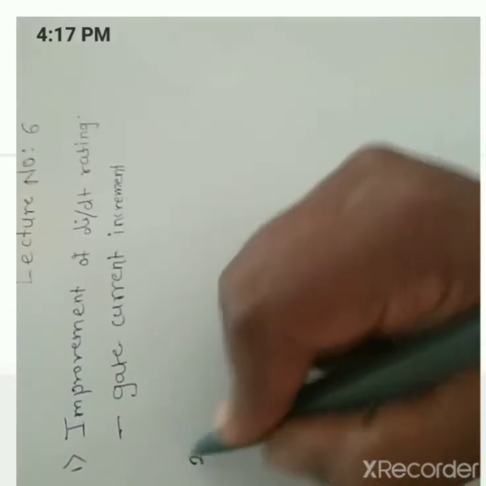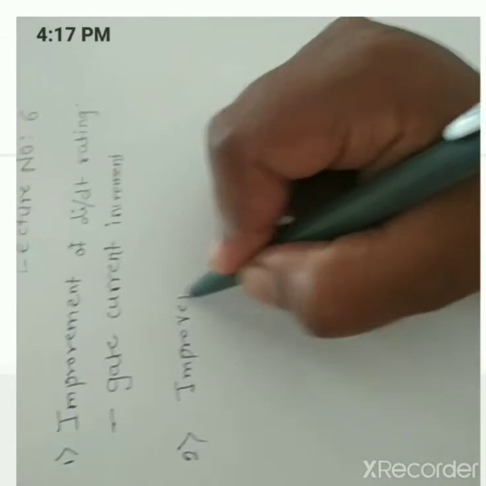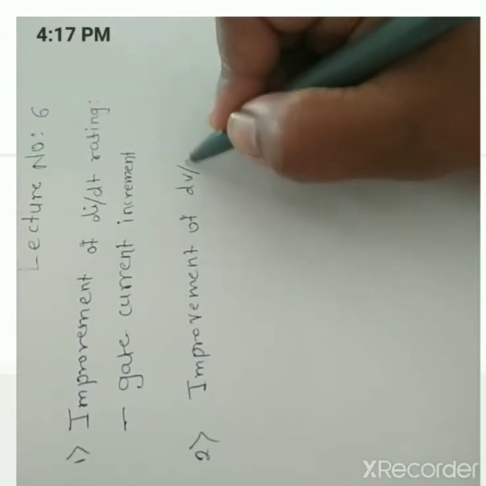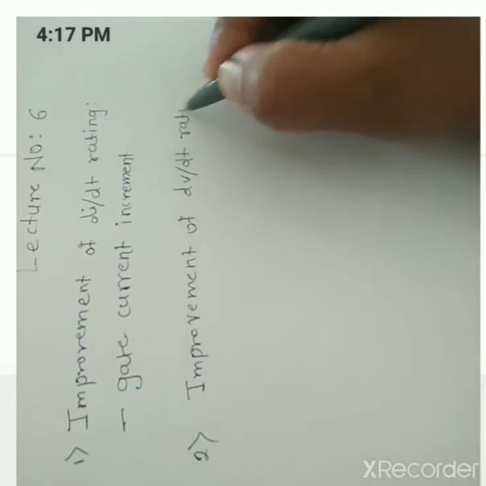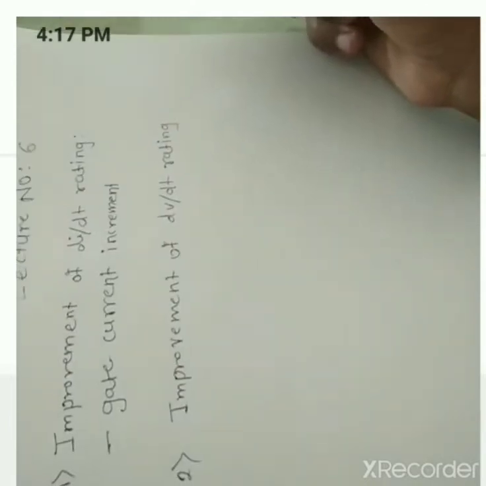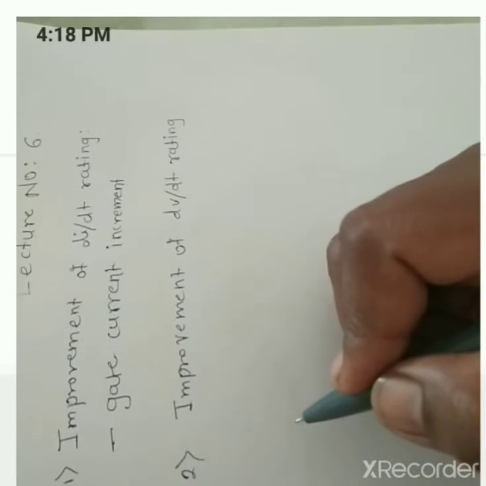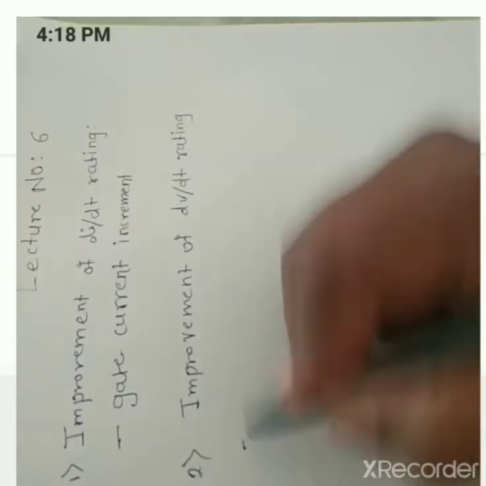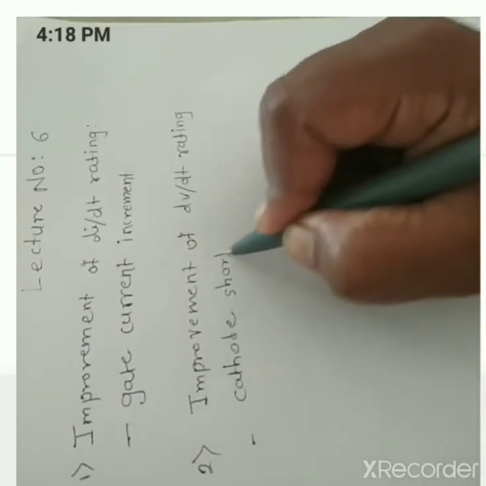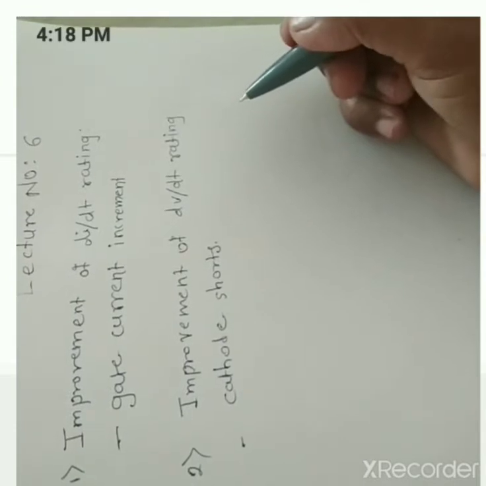Then second is improvement of dv by dt rating. One method of reducing the effect of displacement current is by means of the cathode shorts. By using this method, we can improve the dv by dt rating.